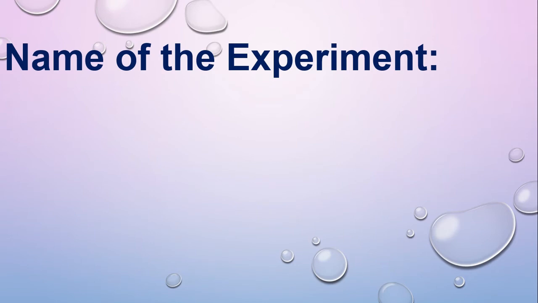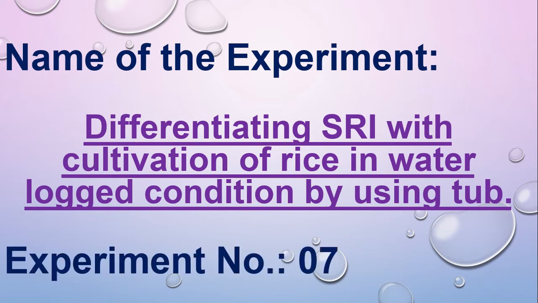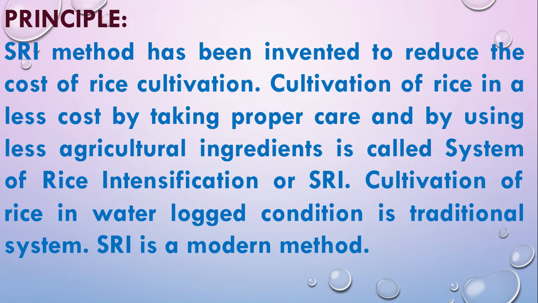Today's experiment name is differentiating the SRI method from cultivation of rice in waterlogged condition by using tubs. And this is experiment number 7 of your first paper. First of all, we have to understand the principle of this experiment, where you can find two different methods. One is the SRI method, which is a modern technology of rice cultivation, and the other one is the traditional method.